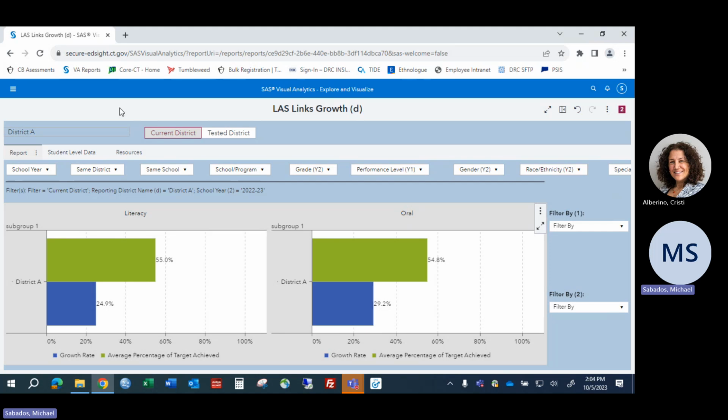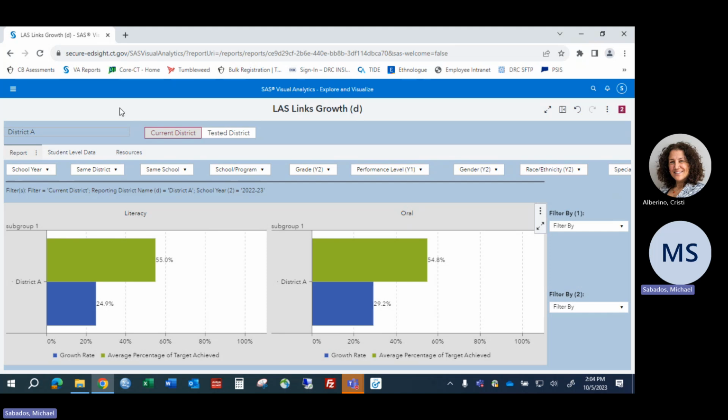This student population are English learners in that they're working to develop their level of English language proficiency, but they're also multilingual in that they have a level of proficiency in more than one language. At the end of school year 22-23, there were more than 50,000 LML students in Connecticut public schools. Together, they account for more than 10% of all Connecticut public school students. This session is about the LAS Links Growth Report in EdSight Secure.